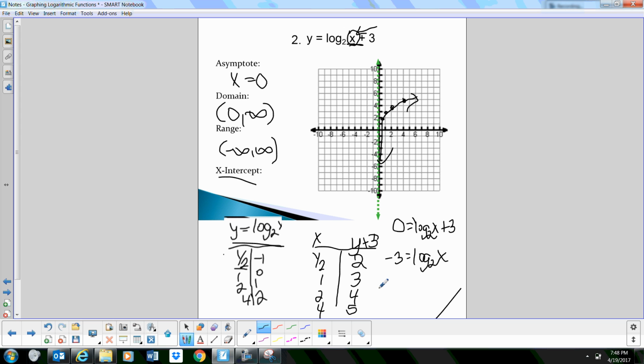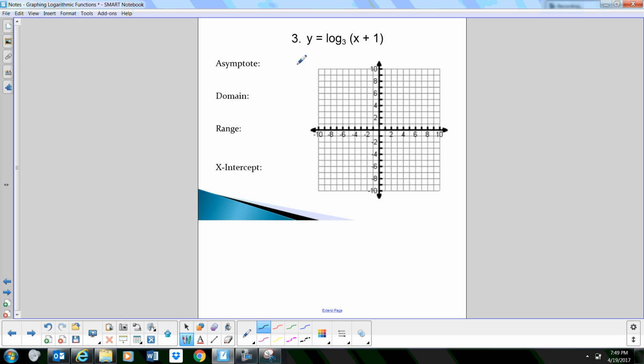So that means we're going to have to rewrite. We're going to put it in exponential form. So 2 to the negative third is equal to x. So we know 2 to the negative third is 1/8. So there we go. There is our x-intercept. So we're going to get 1/8, comma, 0. And that's how you find the x-intercepts. Now, if there's one that you couldn't solve, you can always leave it in log form if you need to.